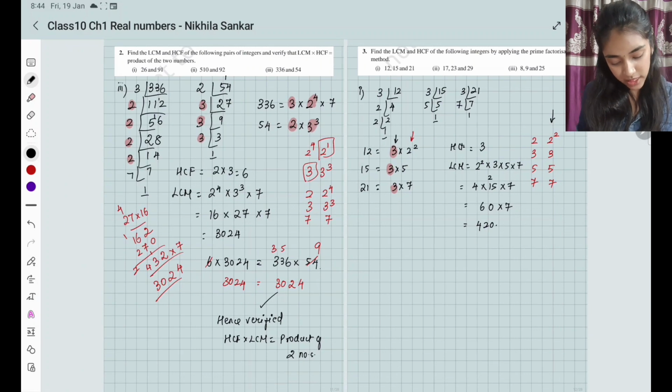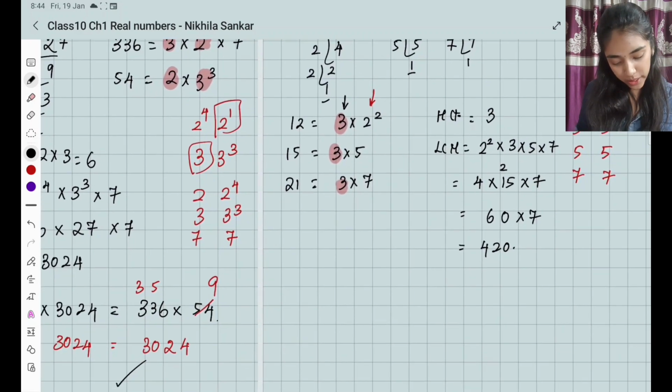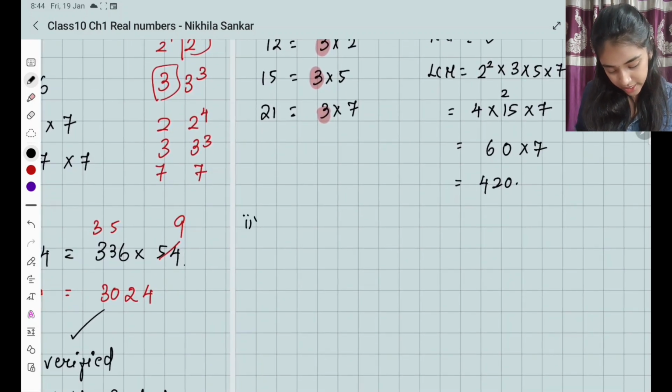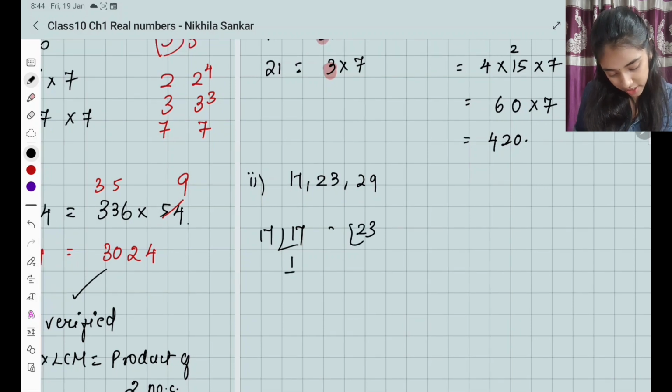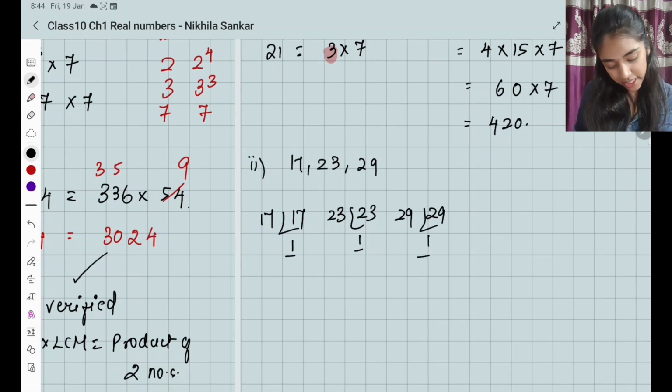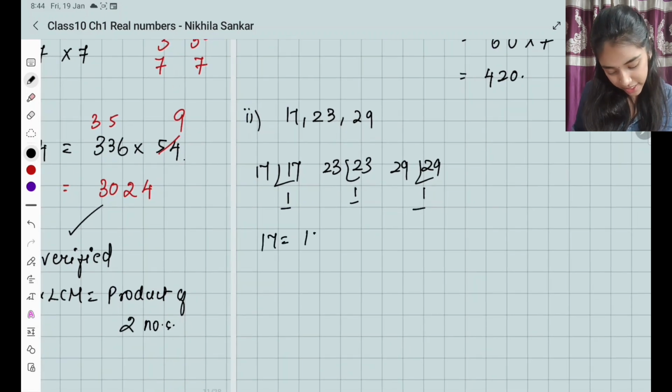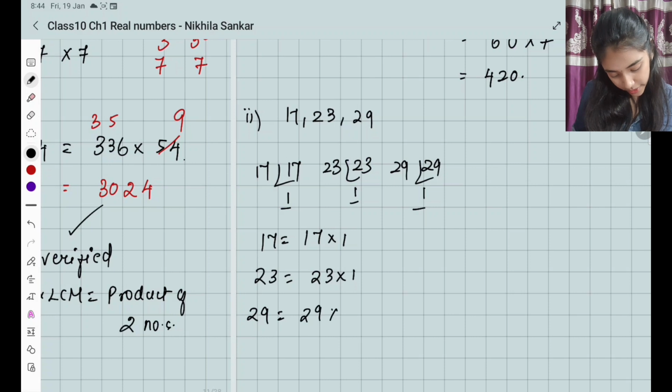Now subsection 2: 17, 23, 29. So you have 17, which is 17 into 1, 23, which is 23 into 1, and 29, which is 29 into 1. As factors, 17 is going to be 17 into 1, 23 is going to be 23 into 1, and 29 is going to be 29 into 1.